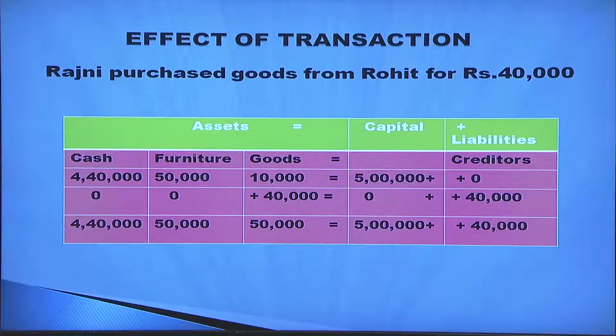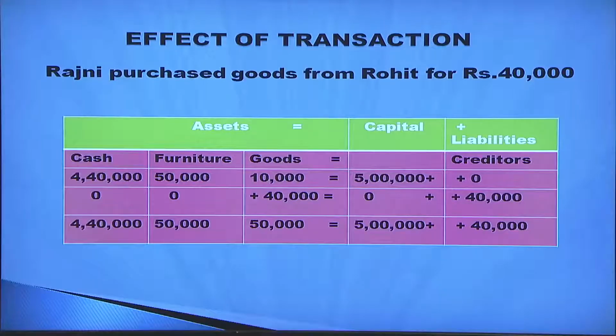Rajni purchased goods from Rohit, rupees 40,000. Goods worth rupees 40,000 are coming inside the business. It is a credit transaction because the name of the party is given. So, under liabilities we can include creditors. So, goods worth 40,000, so plus 40,000 you have to write as the effect of the transaction in the goods column. And creditors also increased because this is a credit purchase. So, plus 40,000 under the creditors column.